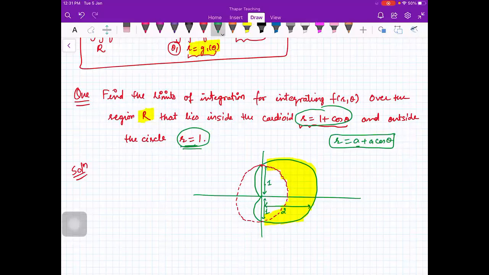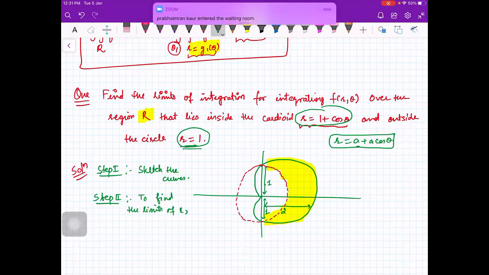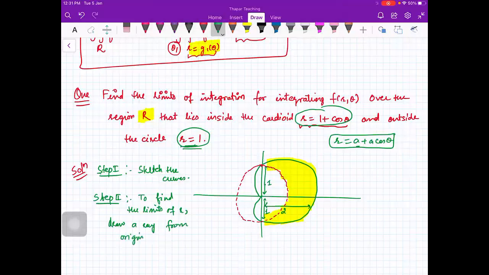Now, to find the limits of integration, let me write down the steps. Step 1: you will plot, you will sketch the curves, which we have done. Step 2 will be to find the limits of r. To find the limits of r, you draw a ray from the origin. Let me draw a ray.